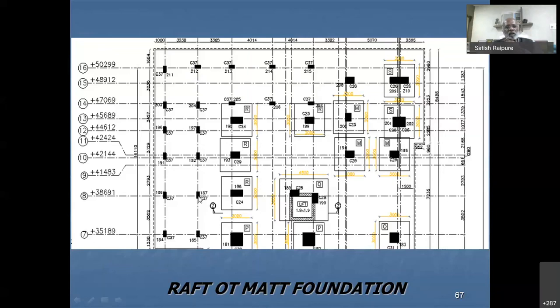And for the difference in loading between these columns and the average loading, we provided additional pedestals, you can say, at the top of the foundation to take care of the shear criteria.